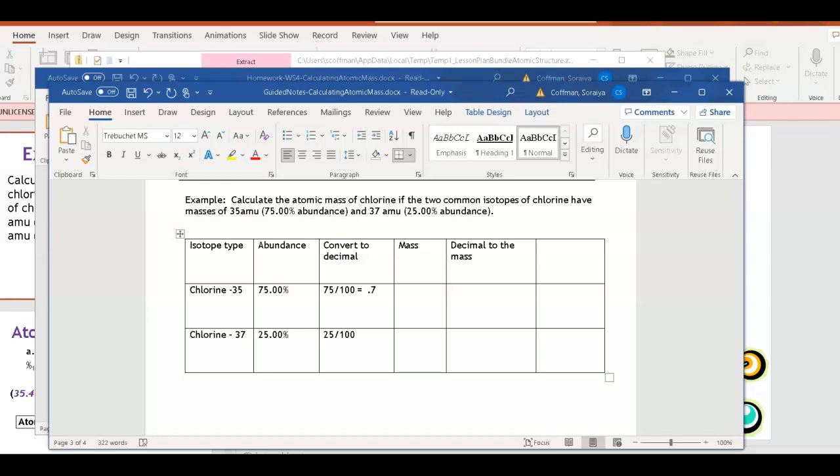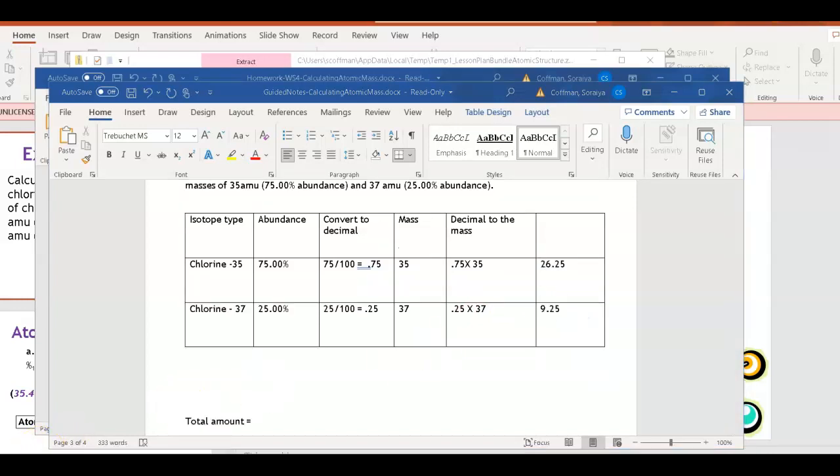So this would be 0.75, and this would be 0.25. The mass on this one is 35. The mass on this one is 37. I'm going to multiply that 0.75 times 35, and then 0.25, and technically it's 0.25, but right now we're okay, times 37. And if we're not going to worry about sig figs, I'm going to pause and get my calculator.